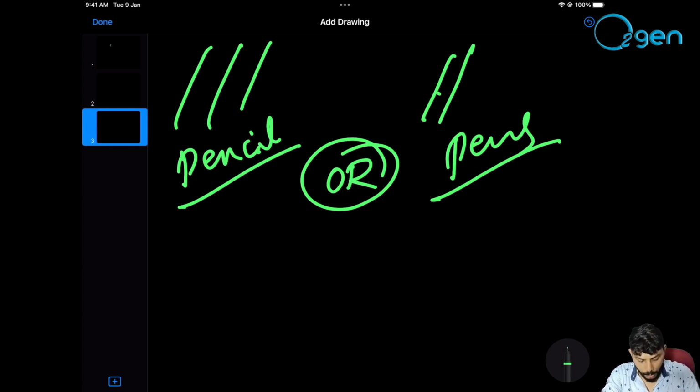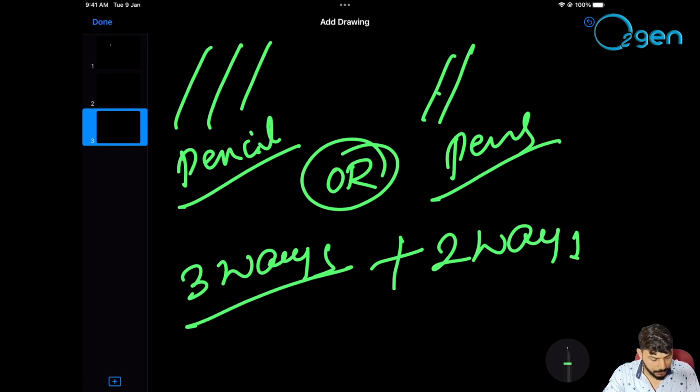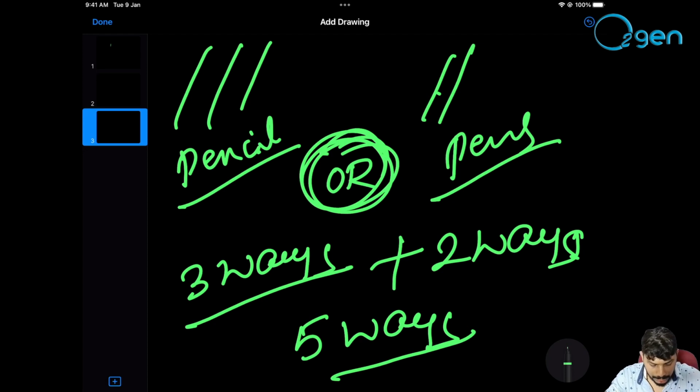Let me take how many different ways a pencil can be chosen. There are three pencils, therefore three different ways to choose it. There are two pens, so we can choose a pen in two different ways. That means a pencil or a pen can be chosen in a total of five different ways. We are using the word or, which means we are adding the three ways of pencils and the two ways of pens.